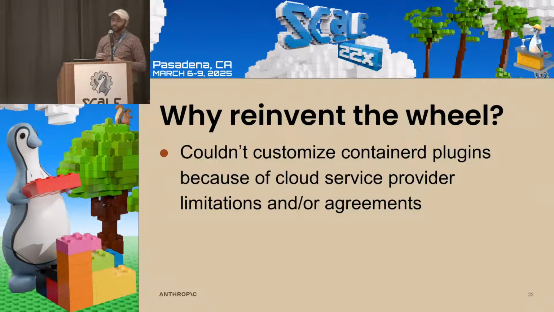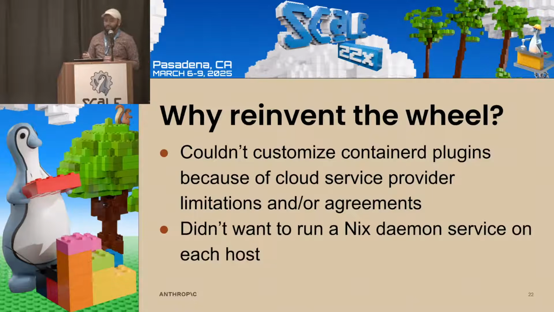Two big ones. One, we run on a couple of different cloud service providers, and for various reasons, we weren't able to customize Containerd in this way, and so we weren't able to deploy Nix snapshotter, which was a problem for us. It kind of blocks us from using the tool. The other problem is that I just have an aversion to running services. This was really a change for me coming to a research org, but we are much less focused on services. It just makes more sense for the research workflow.